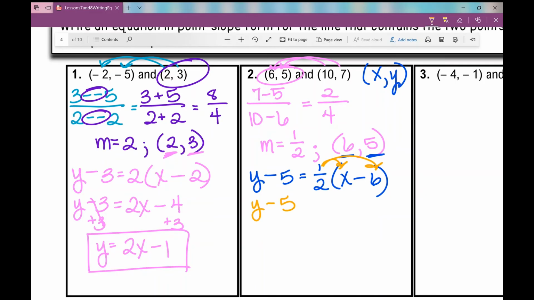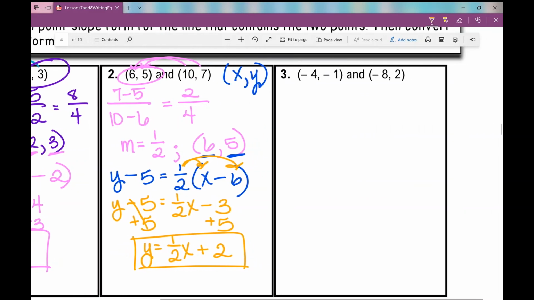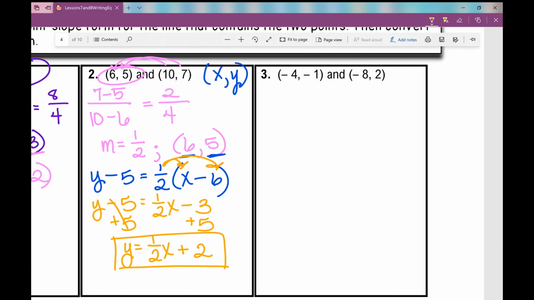So y minus 5 equals 1/2 x minus 3. And then what's my next step? Add 5 to both sides, and I get y equals 1/2 x plus 2. Let's move on to our last example. Number 3 passes through these 2 points. So what I would encourage you to do right now is pause the video and find the slope of the line.